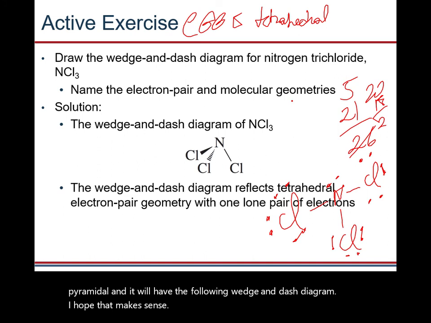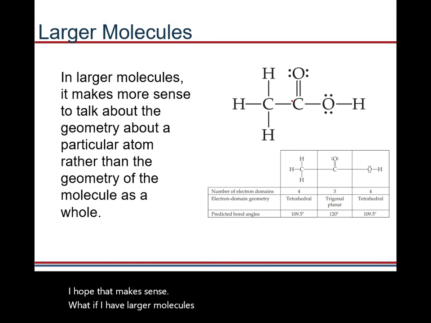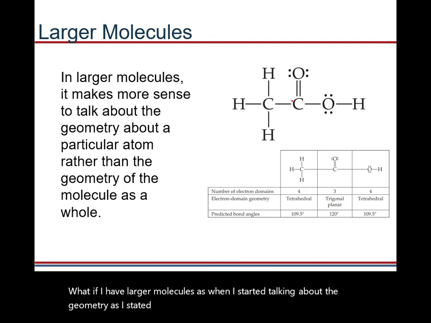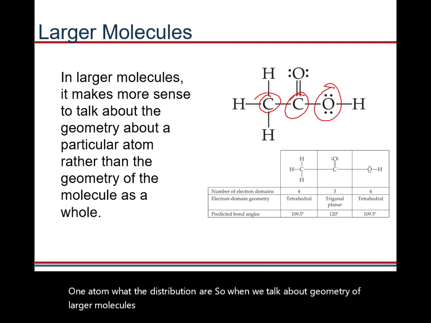What if I have larger molecules? When I started talking about the geometries, I stated that we are interested in the distribution of atoms around one atom, what the distribution is. So when we talk about geometry of larger molecules, we're going to follow the same convention. I'm going to pick one atom at a time, and I'm going to see what's the distribution around it.